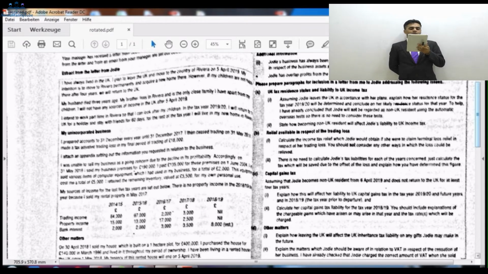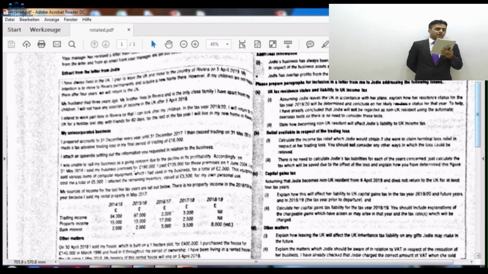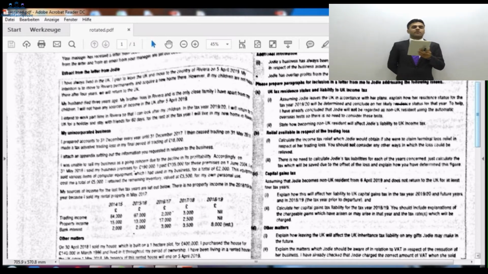To help, I've already concluded that Jodi will not be regarded as non-UK resident using the automatic overseas test, so there is no need to consider these tests. So it says in the question that I've already concluded that she is not automatically non-resident, so you don't need to do the automatic non-resident test.